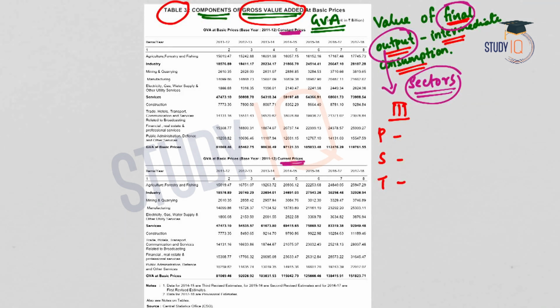Now we will quickly see what are these 3 sectors. You might already know these 3 sectors. Otherwise an in-depth explanation of the 3 sectors of the Indian economy is provided on the StudyIQ channel. You can watch it for more clarification.